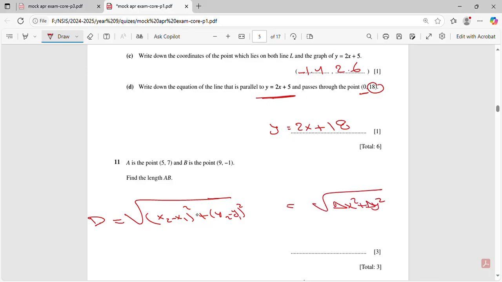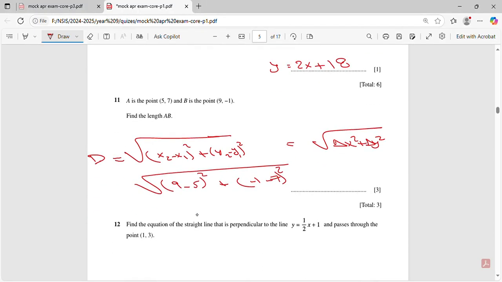Okay? So I have to subtract all the x together. It will be (9 minus 5) all to the power of 2 plus (negative 1 minus 7) all to the power of 2. After this, I will take the square root. So it will be 16, and 64, and after that I will take the root. So 64 plus 16, it will be the root of 80. Okay? So, do you understand this part?